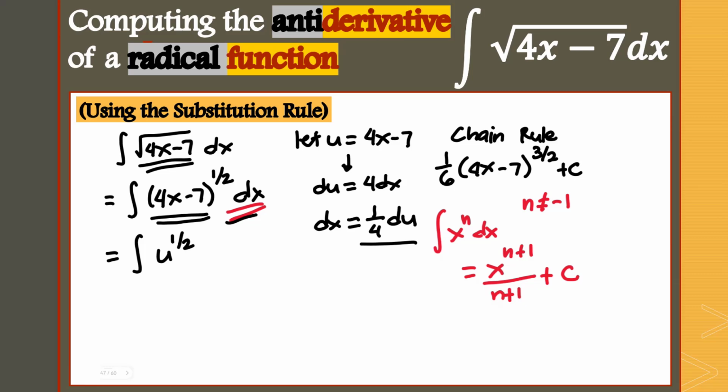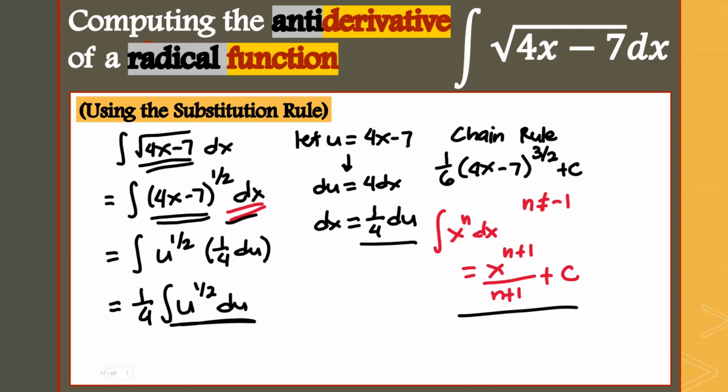So you have here u to the power of 1/2 times 1/4 du upon the use of the substitution rule. Since 1/4 is a scalar multiple, you can move that out: 1/4 times the integral of u to the power of 1/2 du. Okay, and then we'll be using the power rule for this solution. So you will have here 1/4 times u to the power of 1/2 plus 1 over 1/2 plus 1 plus c, where u is represented by 4x minus 7.